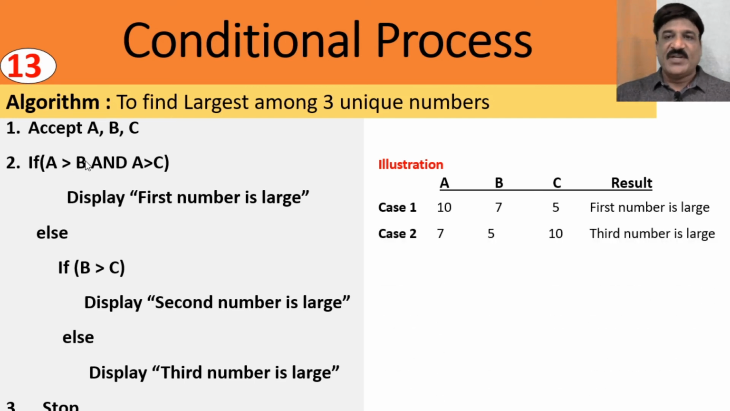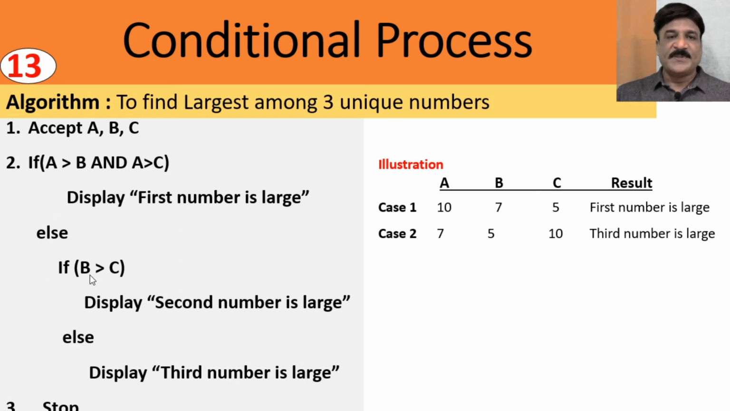Now 7 is greater than 5, yes. First condition is true, remember. 7 is greater than 10, no. Okay, it means the first condition is true, while the second condition is what? False. So in AND, what is important? Both conditions must be true in order to consider the overall result as true. Since one of the conditions has become false, control will be transferred to the else block.